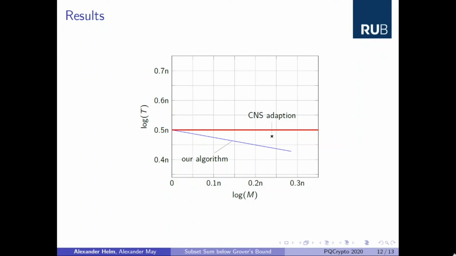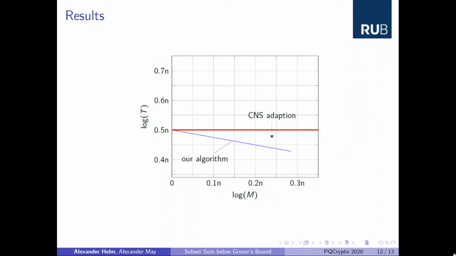On the x-axis, there's the memory exponent, and on the y-axis, the time exponent. The red line shows the imaginary Grover bound with time exponent n/2. The black cross shows us the result of the first CNS adaption. And the blue line is our received trade-off. Our trade-off starts at the Grover complexities and achieves a speed up by providing classical memory. In comparison to Grover, we improve for every exponential memory consumption.